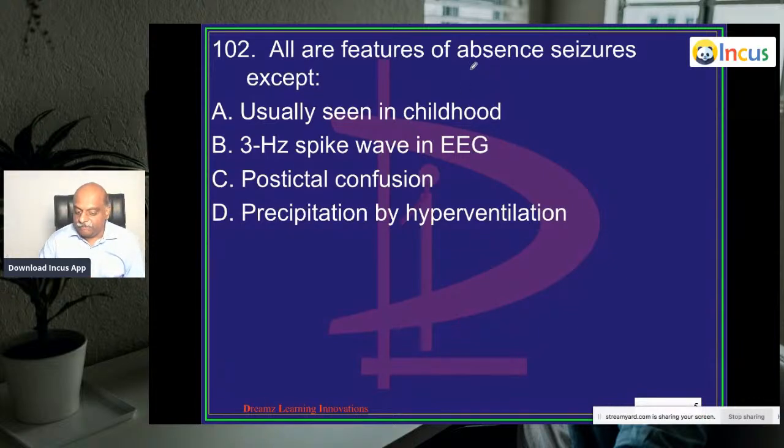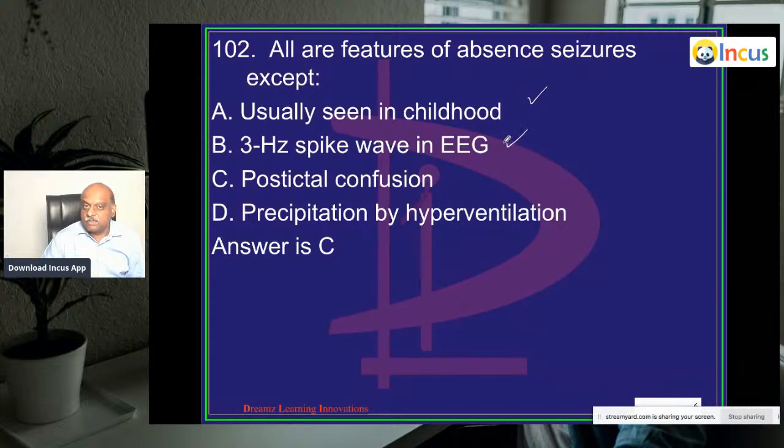Now, with regard to absence seizures, all of you know very well that absence seizures are usually seen in childhood. 3 Hertz spike waves are found on EEG. Hyperventilation can precipitate absence seizures, but there is no postictal confusion as you see in the case of GTCS, generalized tonic-clonic seizures. Typically, in absence seizures, the child will have a vacant stare. The teacher will say, "Oh my God, the child is looking through me instead of looking at me." That is the absence seizure.